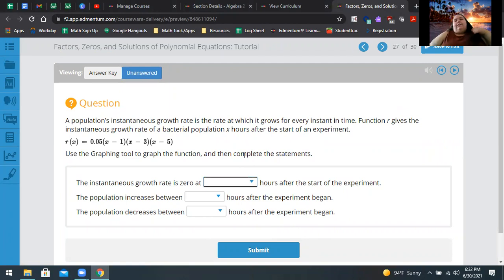So again, if you're trying to find the zeros, go ahead and find those factors. So if we take a look, I had that 0.05, but this x minus 1 tells me x equals 1.